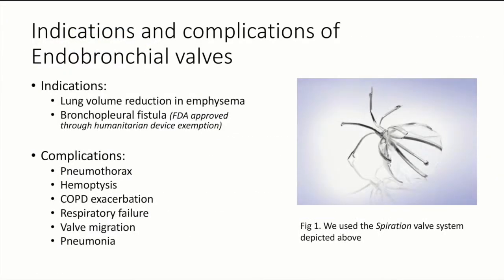Before we proceed, let us review the indications and possible complications of endobronchial valves. The current indications include bronchoscopic lung volume reduction and persistent air leak with bronchopleural fistulas in patients where other treatments have either failed or are not feasible. The complications include pneumothorax, hemoptysis, COPD exacerbation in patients with COPD, respiratory failure, valve migration, as well as pneumonias.